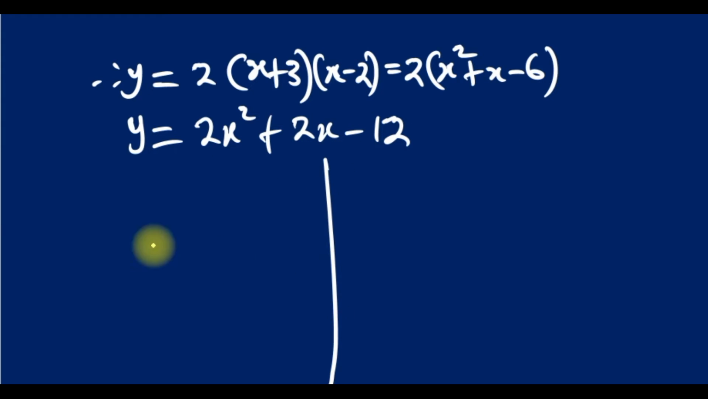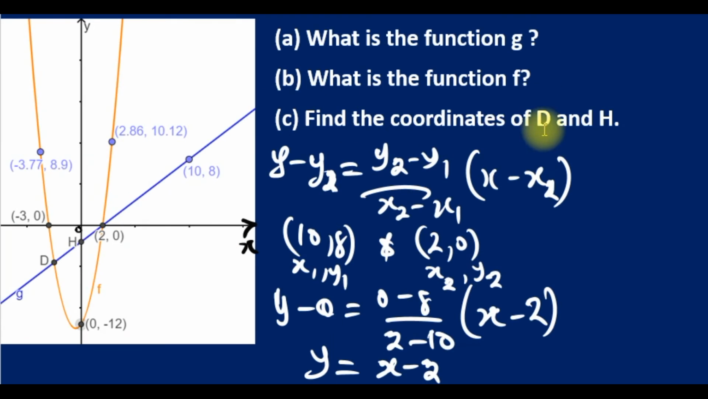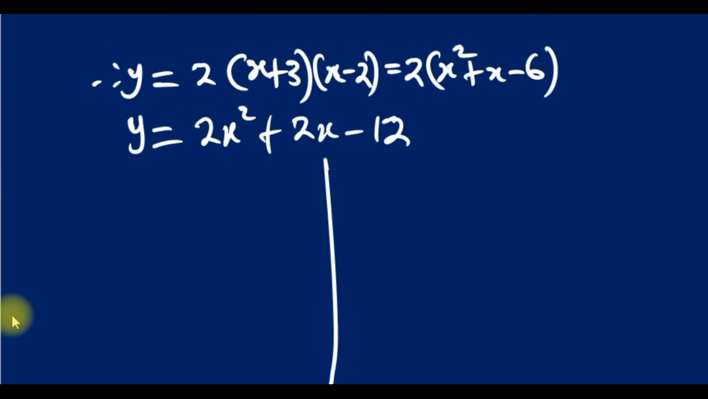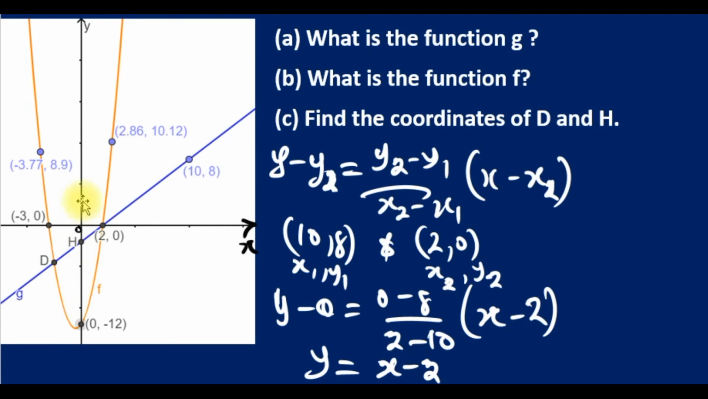So the next one, we're asked to find the coordinates of D and H. As you can see, H is the y-intercept of the line. We can easily see that it is minus 2 from the equation of the line. So the coordinate of H is (0, minus 2). As you can see, x is 0 on the y-axis, so y is minus 2.